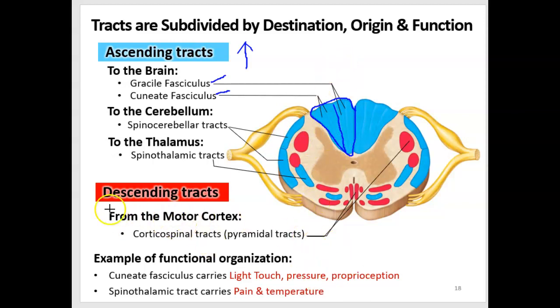Now let's look at an example of descending tracts. So now we're in the lateral column, which has both sensory, labeled blue, and motor, labeled red. One example of a tract in the lateral column that's carrying descending information is the spinothalamic tract. The spinothalamic tract carries pain and temperature information. So that's kind of interesting. Oh, that's not motor, that's sensory. Sorry, that's sensory.